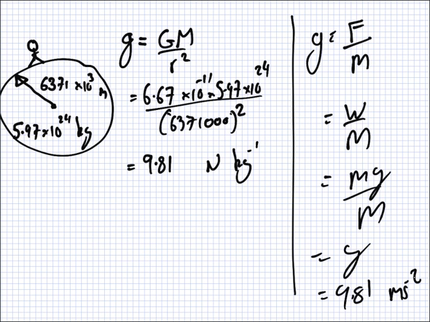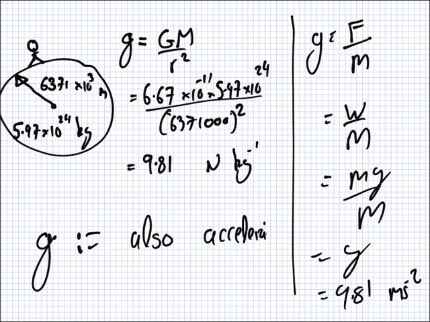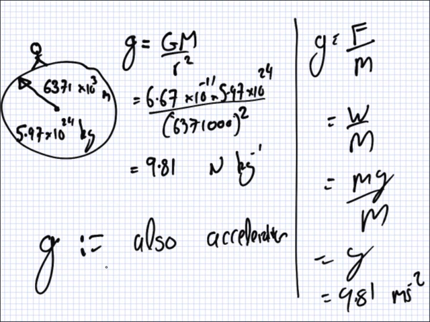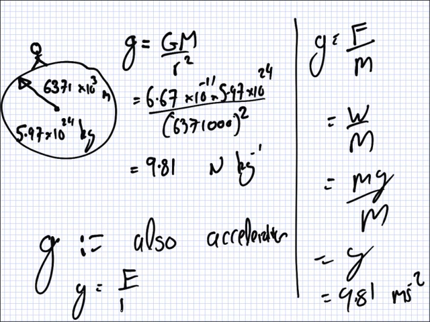Now, they're the same for a reason. In fact, g is not only a field strength, but it's also the acceleration. But this shouldn't be shocking, because what did Newton say another formula for F was? Ma, so m a over m. Everything is linking together now. This should not be a surprise. 9.81 was the only answer it could have been. Nice. Can you write that down? This is a nice little example.